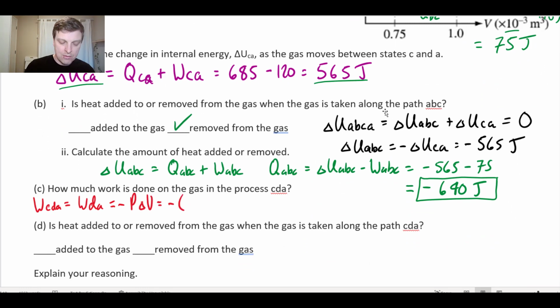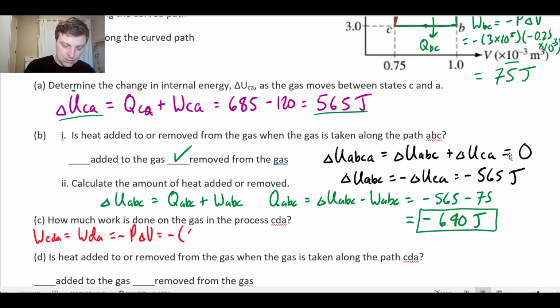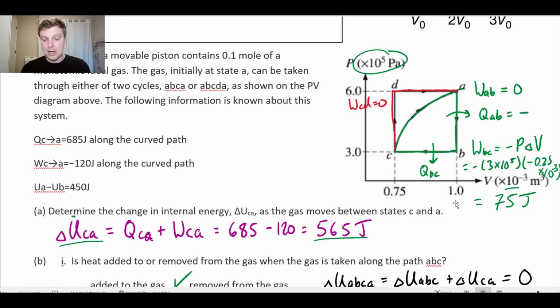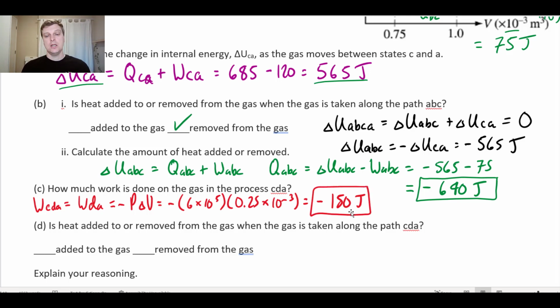And so negative, my pressure you can see is at 6, don't forget the times 10 to the 5. So 6 times 10 to the 5 pascals. My change in volume is positive 0.25, and again that's times 10 to the negative 3. And so the total work done is negative 150 joules. And again, this makes sense that this is negative because the gas was expanding, so work was done by the gas in that step.